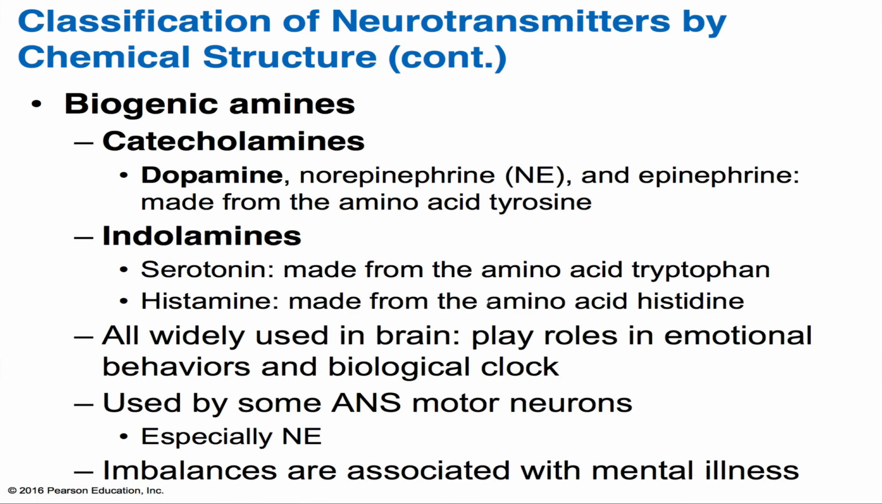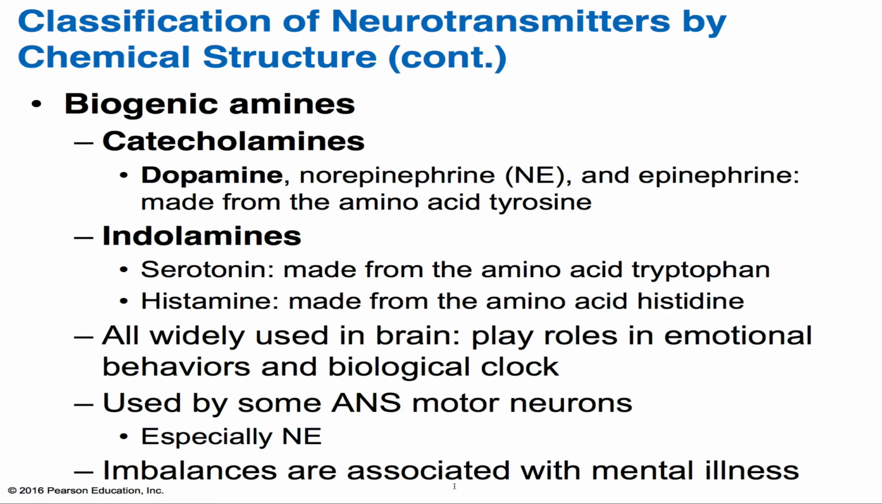Biogenic amines include catecholamines and indolamines. For the catecholamines, we have dopamine, norepinephrine, and epinephrine, and these are all made from the amino acid tyrosine. The indolamines include serotonin and histamine. Serotonin is made from the amino acid tryptophan, and histamine is made from the amino acid histidine. They're also released by some of the motor neurons of the autonomic nervous system, especially norepinephrine.